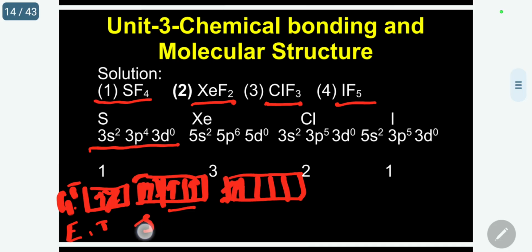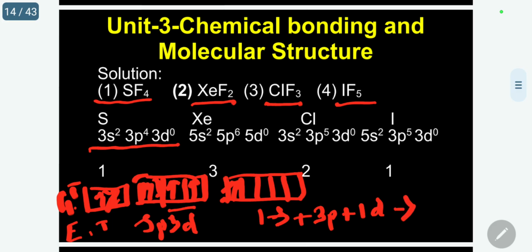So now I can write sp3d. That means 1 s plus 3 p plus 1 d. So how can I write now? 1 plus 3 plus 1, 5. sp3d. This is the hybridization. Kindly follow, here p4. One of the p orbital paired electrons is moving to the d. So in the s orbital, the paired electron is still there. So there is only one lone pair.